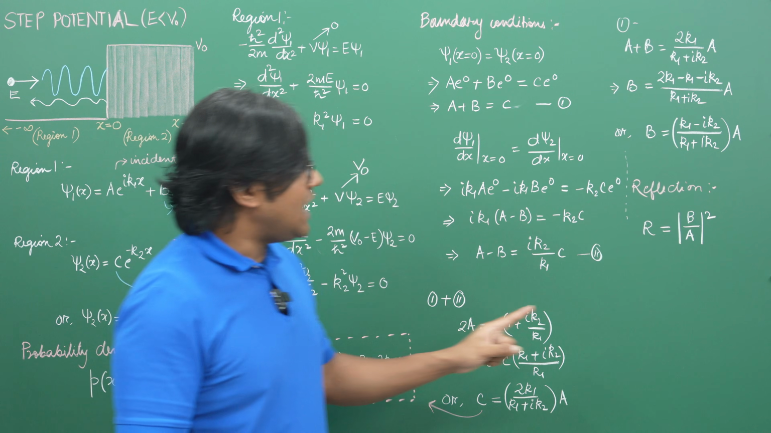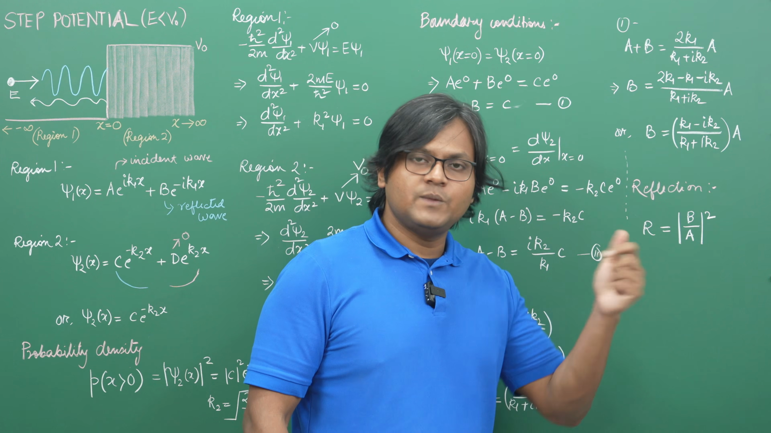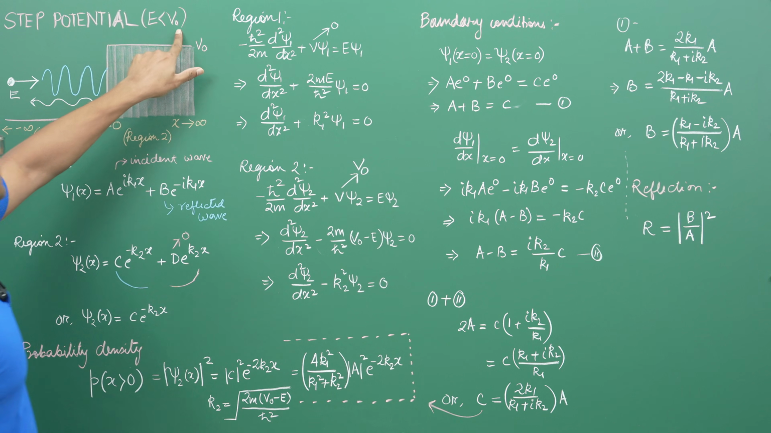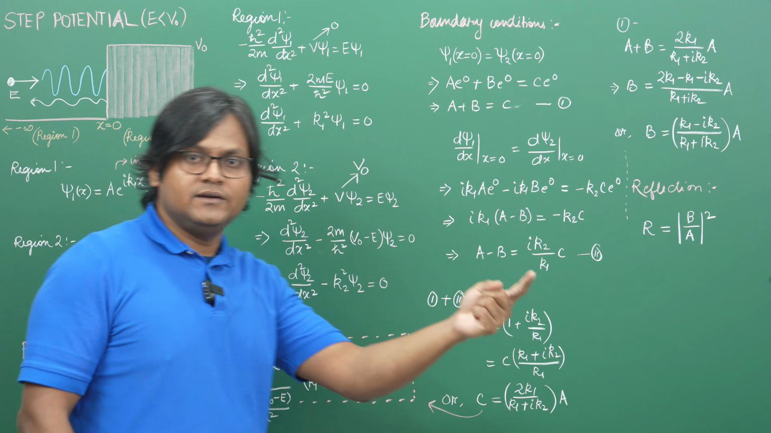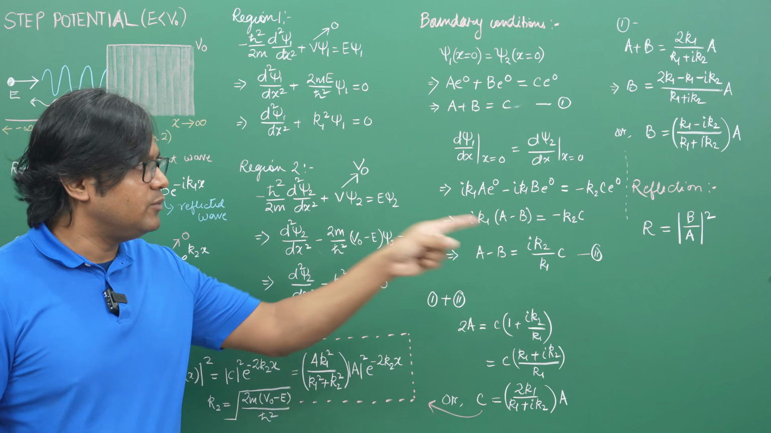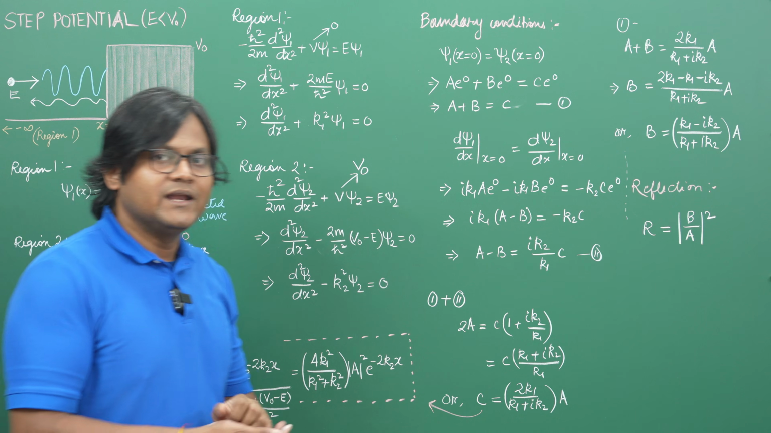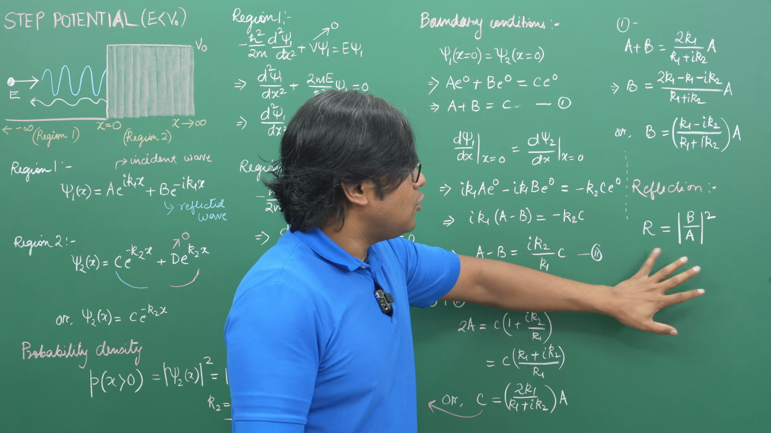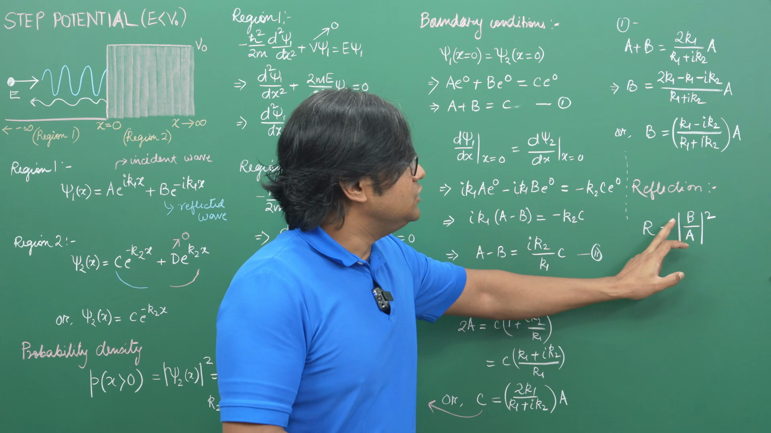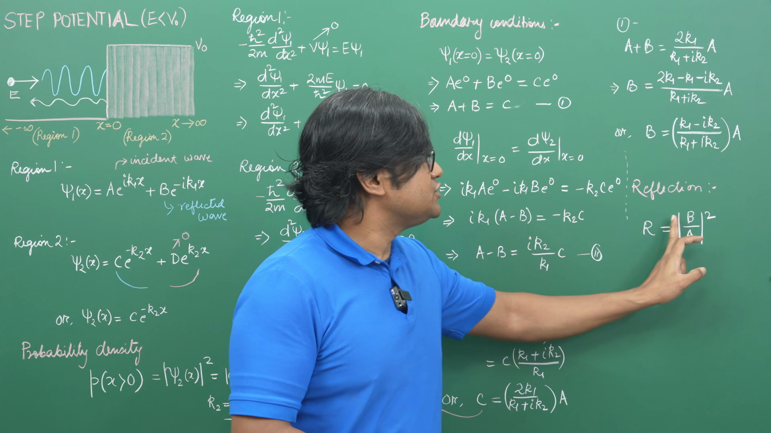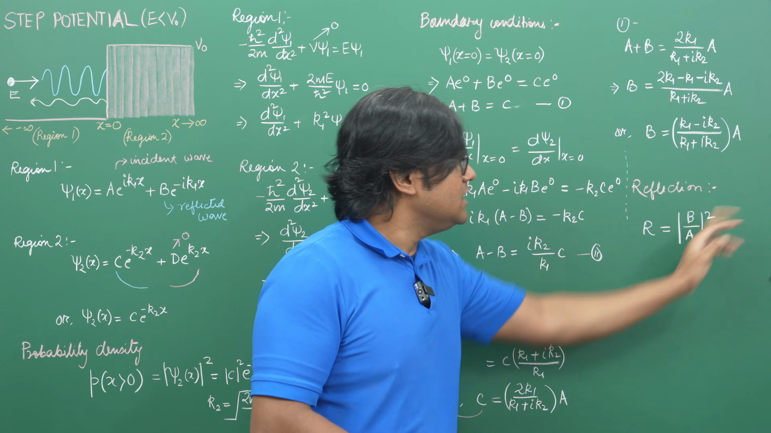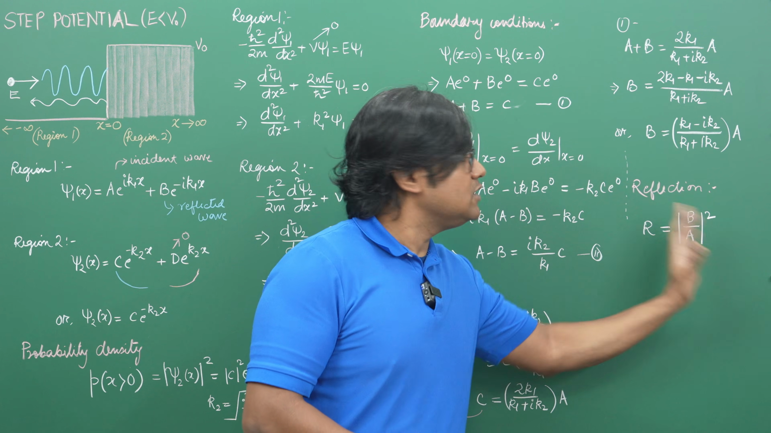If you are interested in how I came up with this expression, I have solved this in my previous video where I discussed the same problem for E greater than V0. There also we had a reflected wave, and there I derived this formula using the concept of probability current density. If you want, you can check that out. Otherwise, the reflection coefficient is quite simply the amplitude associated with the reflected wave upon the amplitude associated with the incident wave, mod square.